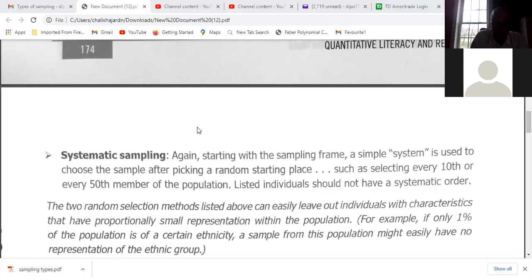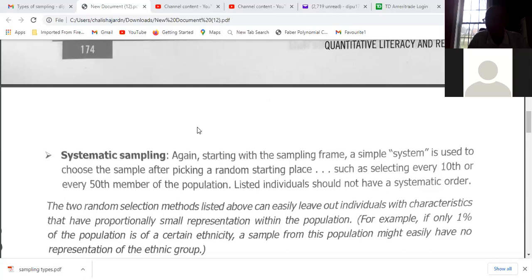Another example: suppose you make an arrangement. There are 10 boys and 10 girls in one section, and suppose the teacher makes an arrangement that one boy, one girl, one boy, one girl, the sitting arrangement is arranged like this. That is again called systematic sampling.